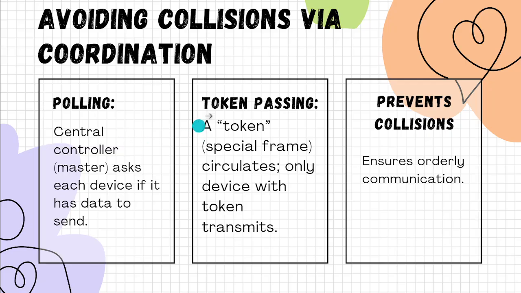The second one is token passing, where a special frame called a token circulates in a ring. Only the device holding the token can transmit. And the third one is prevention of collision. This eliminates collisions completely and ensures fair access for all devices.